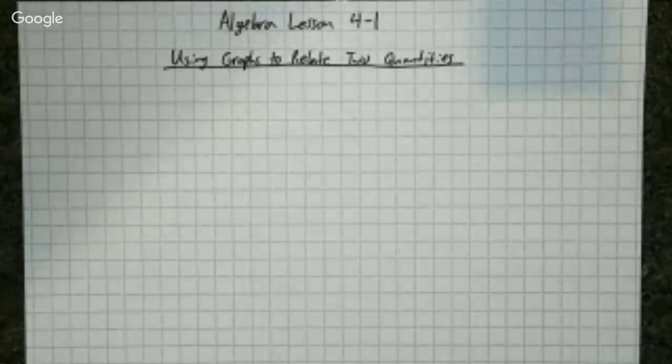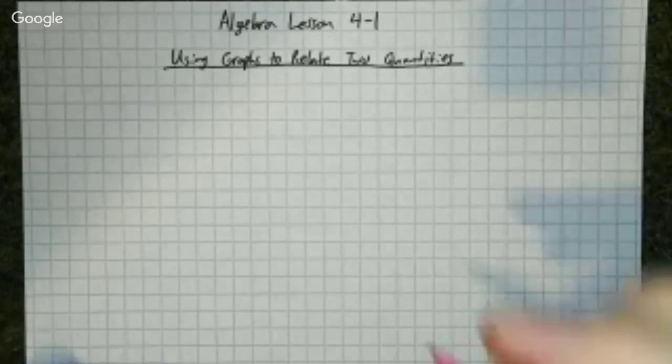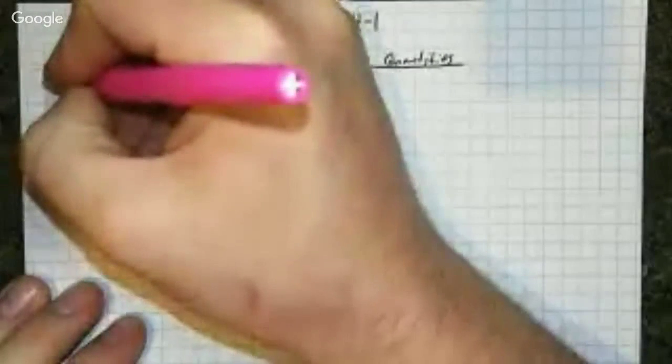All right, hello, welcome to our lesson for today. We're going to be doing Algebra Lesson 4-1 today. We're going to be talking about how to use graphs to relate to quantities. So we're going to go ahead and get started with our anticipatory set.